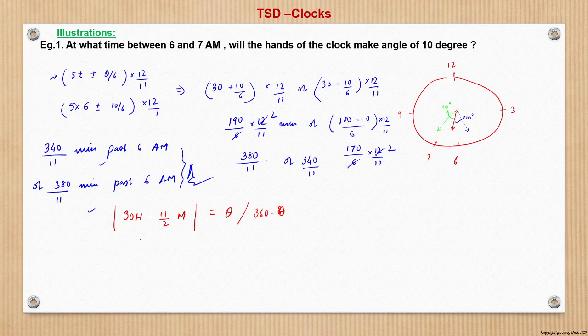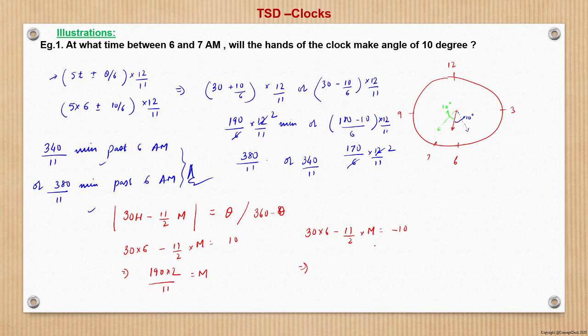Now if we solve this also, here we will substitute h is equal to 6, so 30 into 6 minus 11 by 2 into m is equal to theta. Once we can take 10 degree, and in another scenario we will take 30 into 6 minus 11 by 2 into m is equal to minus 10 degree. So let us solve this question. This will become 180 plus 10, 190. 190 into 2 upon 11 is equal to m.